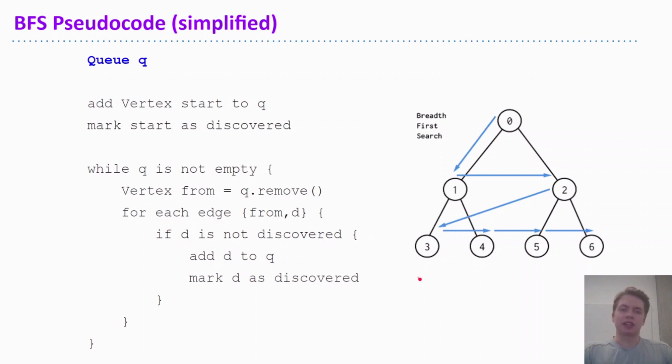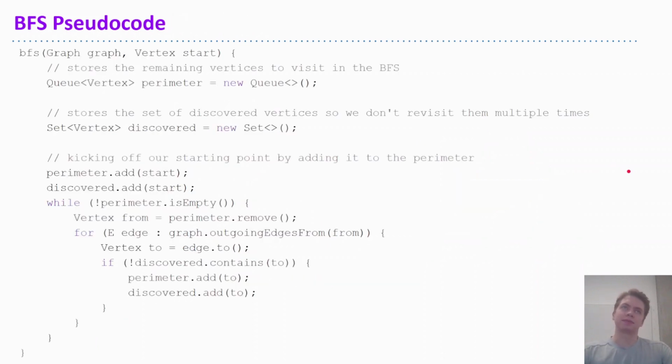And since we're using a queue, we're going to explore nodes in the order that we find them. So we'll first explore the start node, and then we'll explore its children, and then we'll explore those nodes' children. And this is how we end up with a breadth first search, where all nodes closest to our start node are explored before nodes that are farther away.